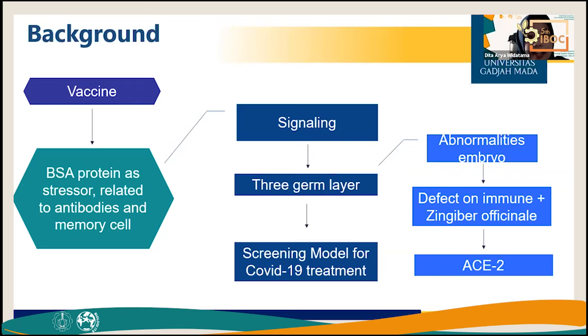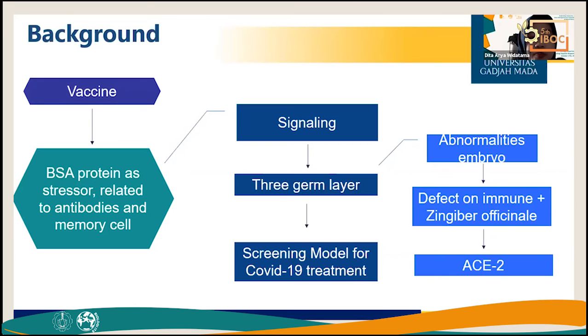Administration of BSA at the beginning of embryo development can interfere with formation of the 3 germ layers, causing abnormalities in embryo development. Administration of a certain dose at the beginning of zebrafish embryo development was expected to affect the formation of the immune system. The treatment with the extract and its effect on the ACE2 receptor population for COVID-19 is for future study.